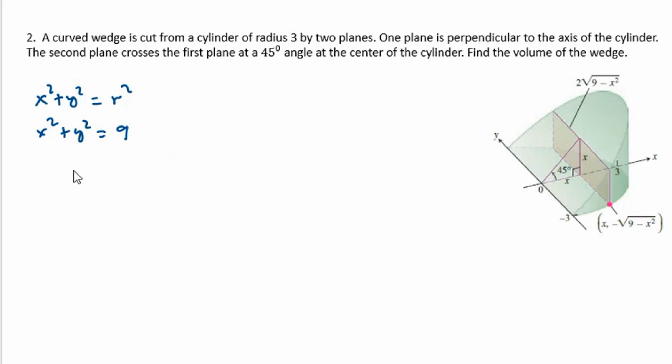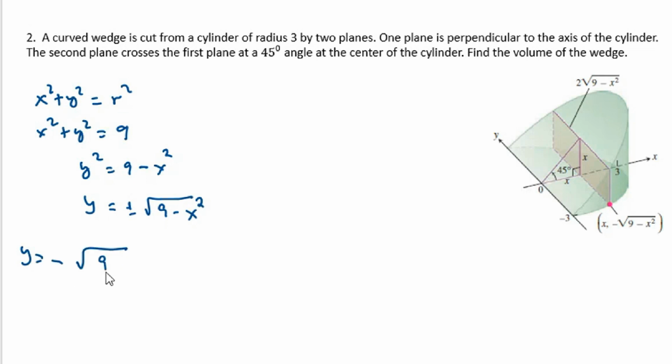And after that, we're going to solve for y. So we have y squared is equal to 9 minus x squared. So taking the square root of both sides, y is equal to plus and minus the square root of 9 minus x squared. So that is why the y values in the semicircular base vary from y equals negative square root of 9 minus x squared to y equals the positive value of this, square root of 9 minus x squared.